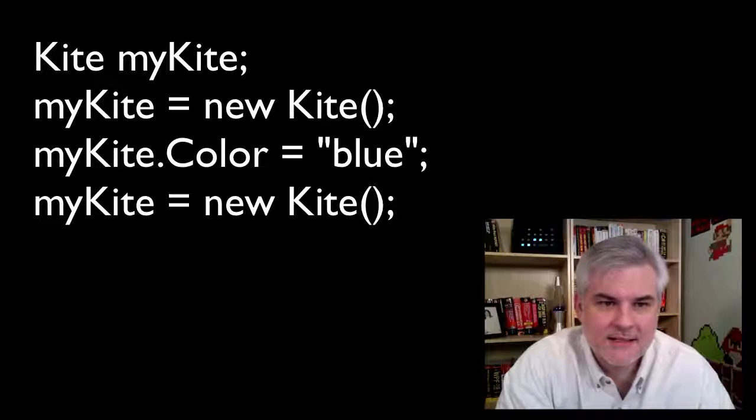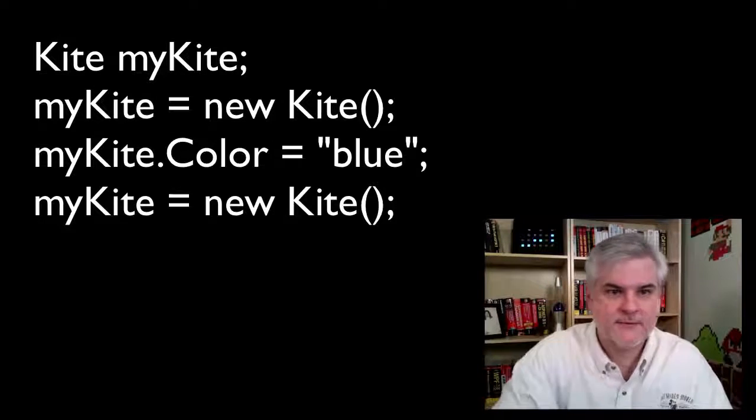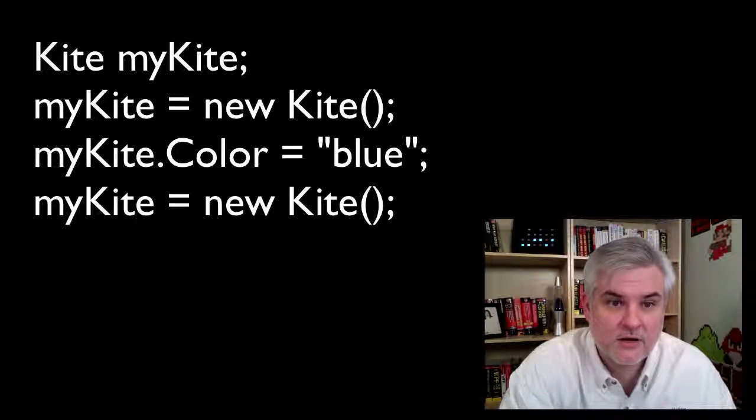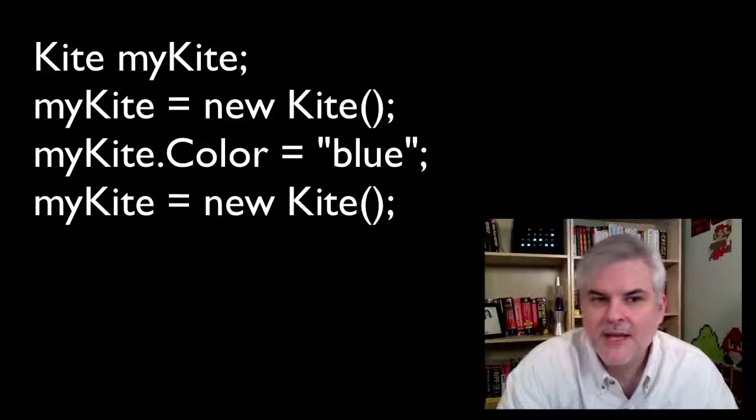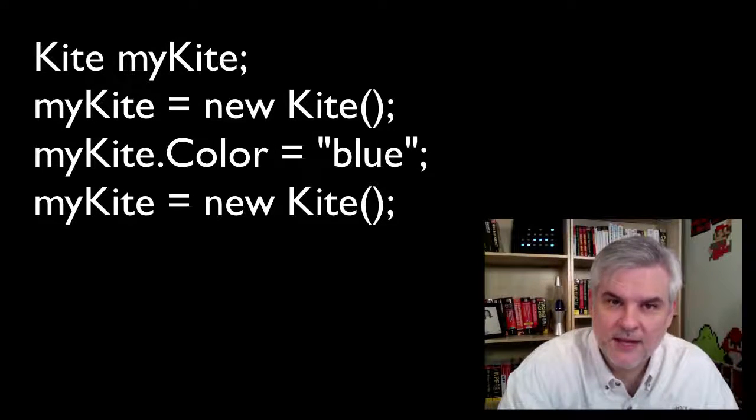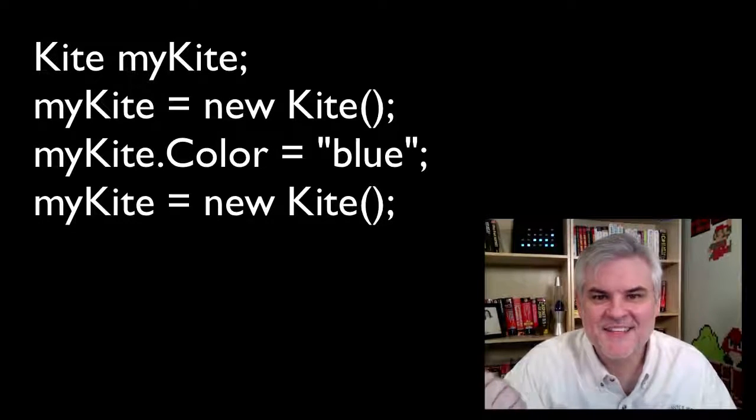Okay? So let's take a look at another section of code here. What happens here? Kite myKite. myKite equals new kite. Okay, so now we have a reference to a kite in memory. We set a property of our instance of the kite class called color, and we set it to the value blue. And then we take that same reference and set it to a new instance of kite. What do you think happens here? So in this case, what I did, first of all, was I tied my reference variable to one kite, the blue kite, and then I tied my reference variable, the string, to another kite.